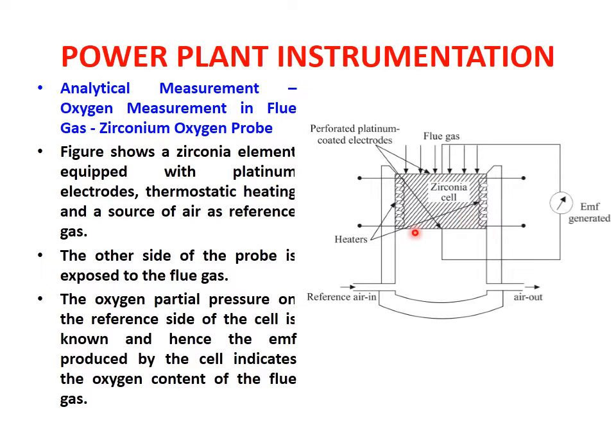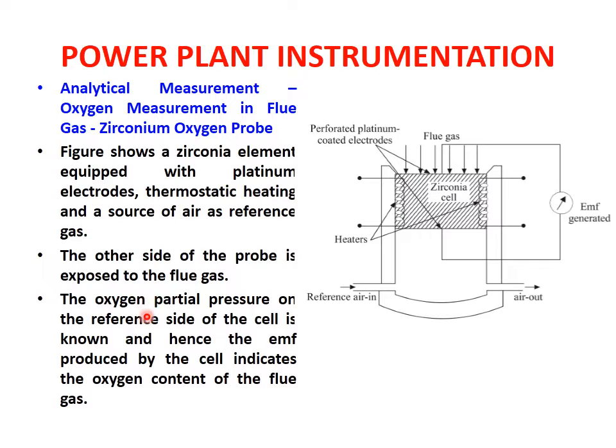So what will happen is, when the flue gas is passing through this zirconium cell, directly there will be some amount of EMF generated, and this EMF will be in the form of a signal. That signal will give us the value of how much oxygen is present inside the flue gas. So the figure shows a zirconium element equipped with platinum electrodes, thermostatic heating, and a source of air as reference gas. The other side of the probe is exposed to the flue gas.